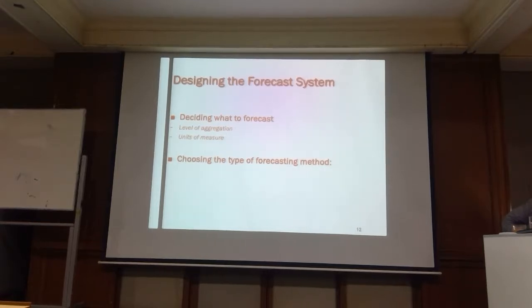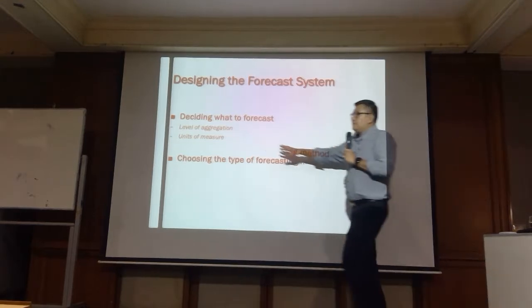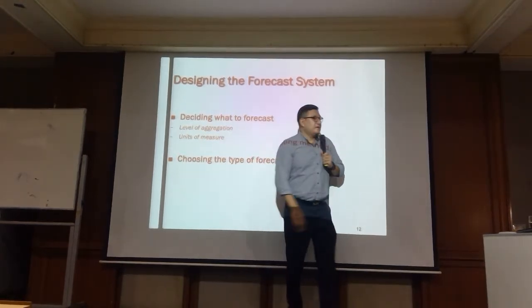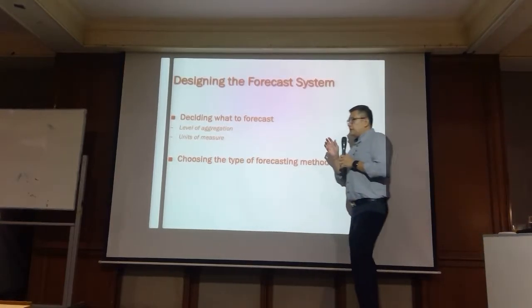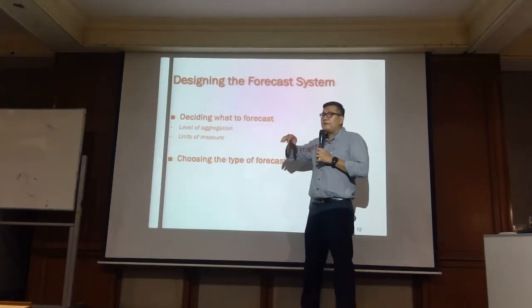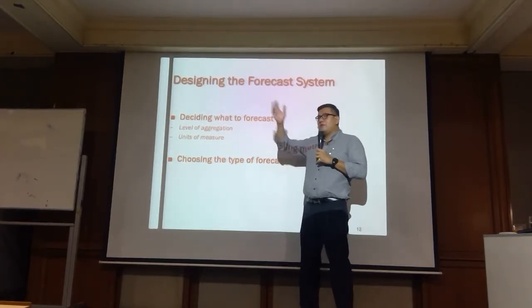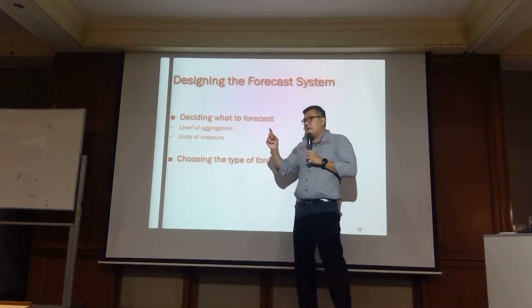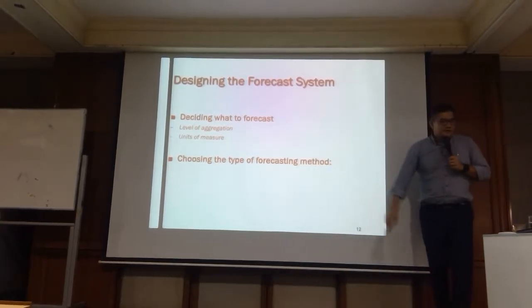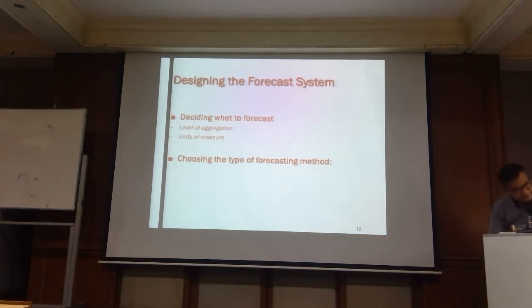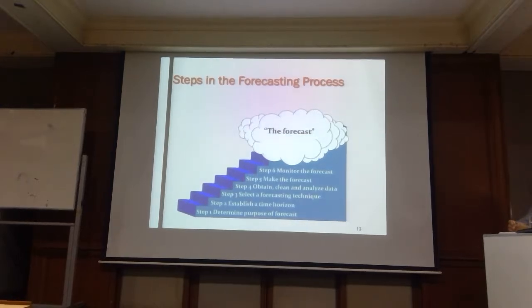The first one is about designing what to forecast: the level of aggregation and the unit of measurement. The unit I just mentioned already as meaningful, but the level of aggregation means the group or the individual, right? You're going to forecast your product overall, or just one of your product lines, or just one model of your product. So it depends. And then you choose the type of forecasting method. Okay? And the system of the forecasting process just follows like this.